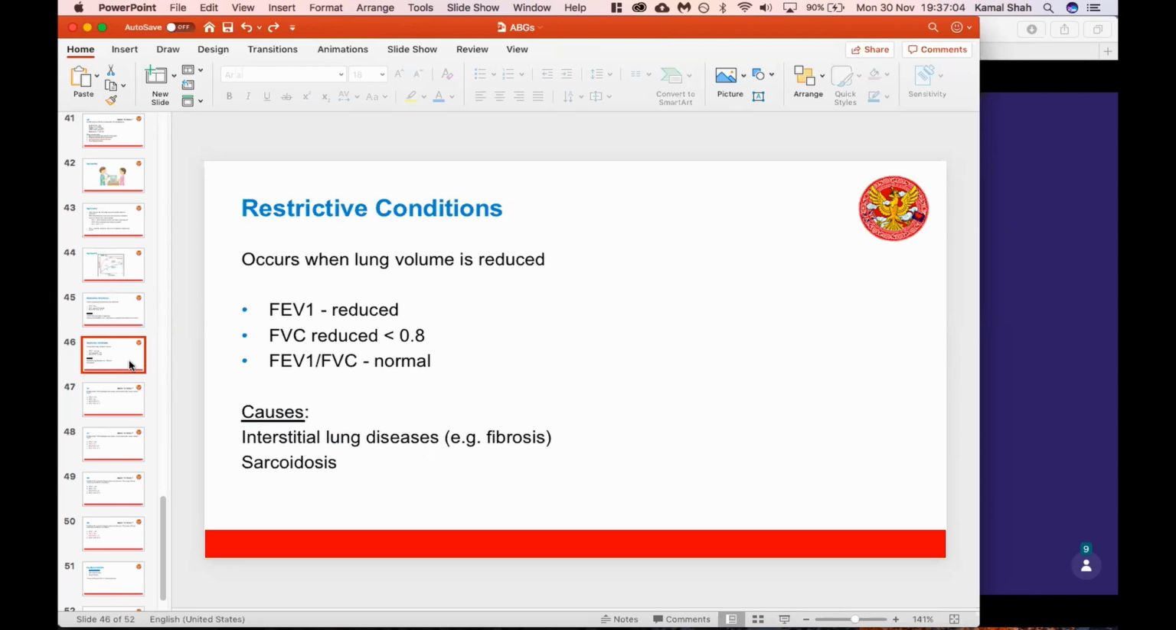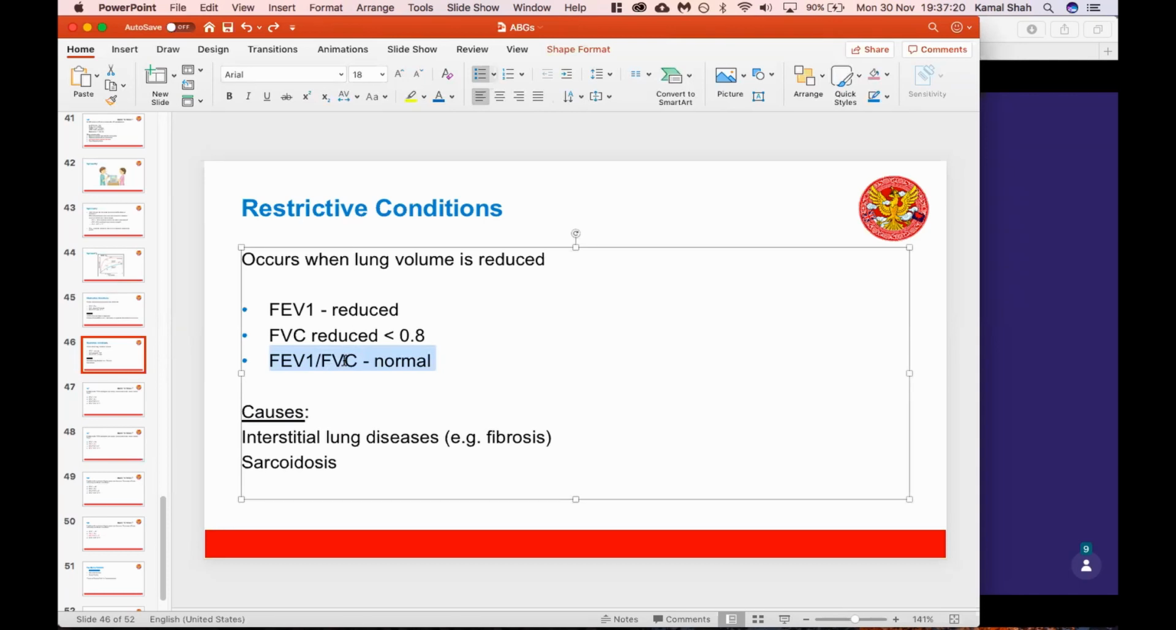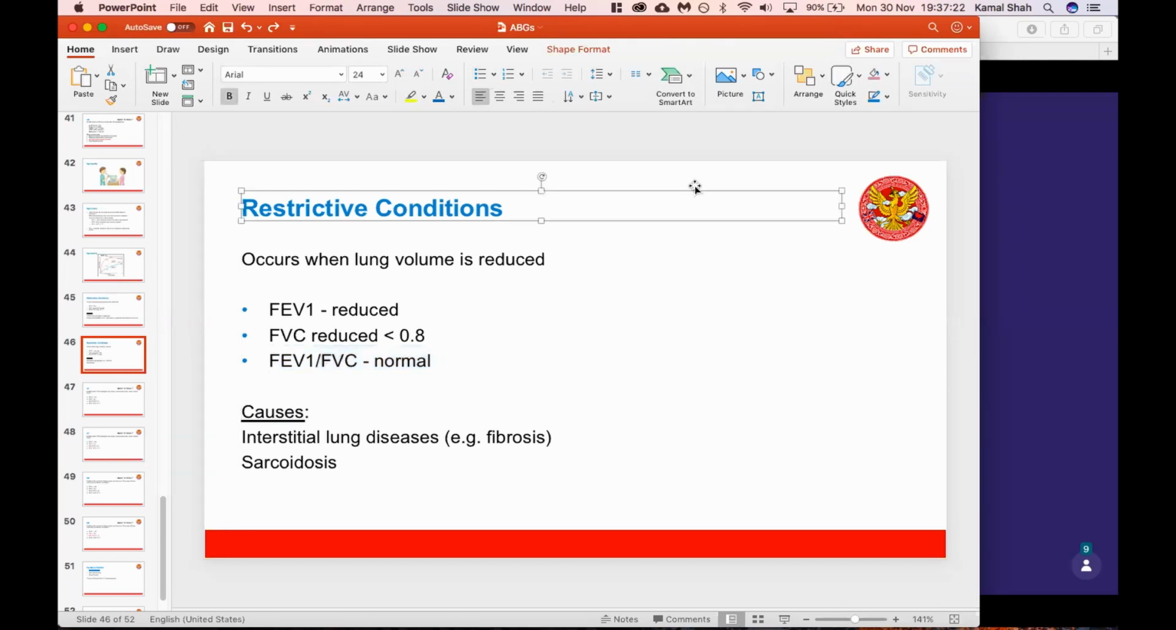I'm just going to go through this last slide. I'm going to skim through these questions because I've already taken up a lot of your time. Restrictive conditions is when the lung volume is reduced. So your FEV1 is reduced, your FVC is reduced, but crucially your FEV1 to FVC ratio is normal.